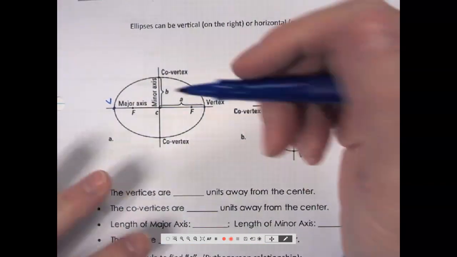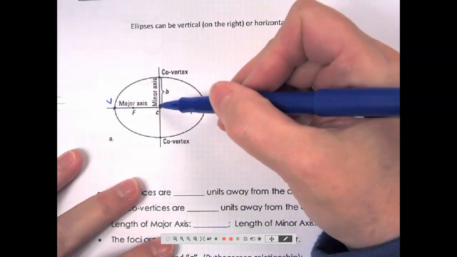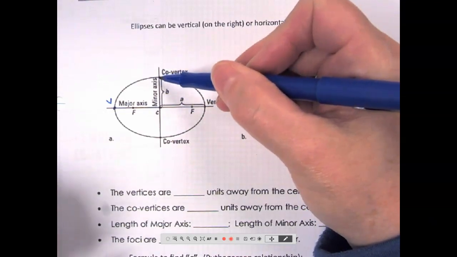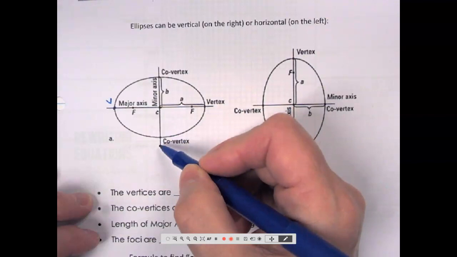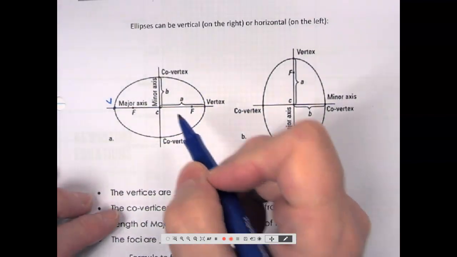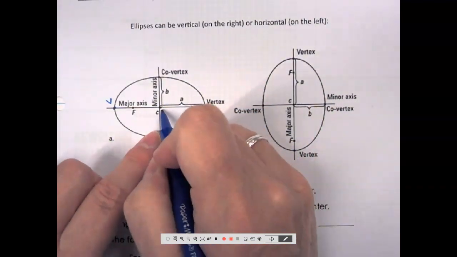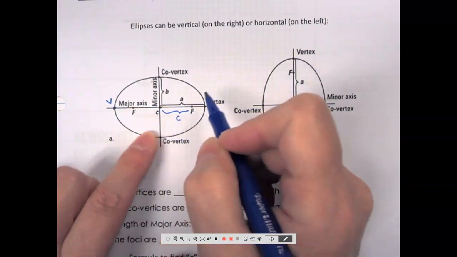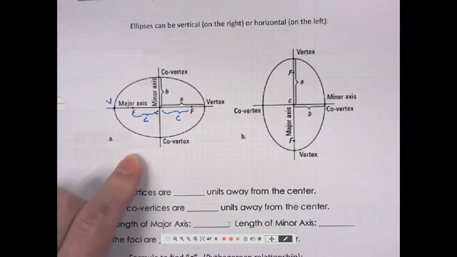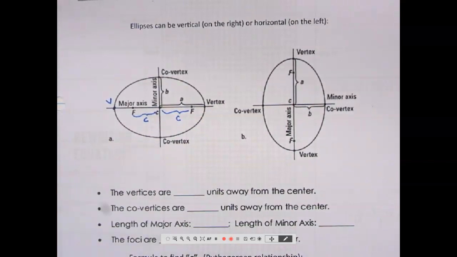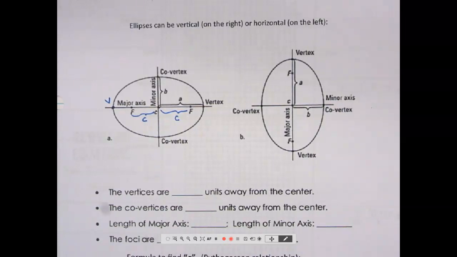Then this distance from center to that shorter edge is called B. So this would be B as well. The distance to the focus we call C. So I would have a C on both sides. That's how far it is from the center to the focus, and we'll fill all this in below in just a second.